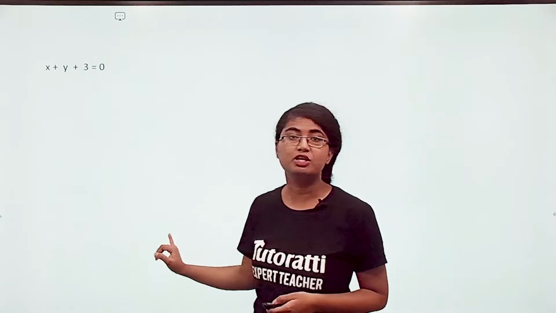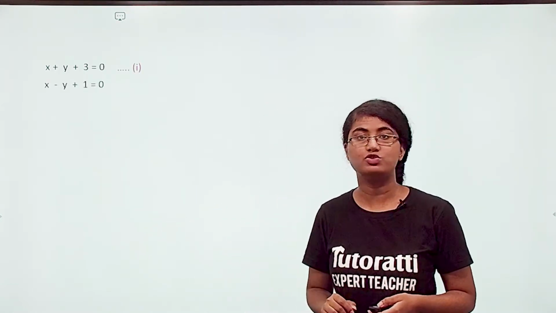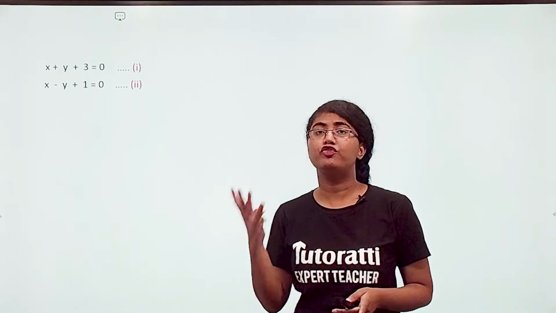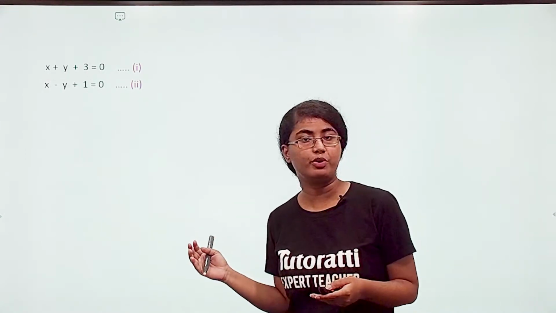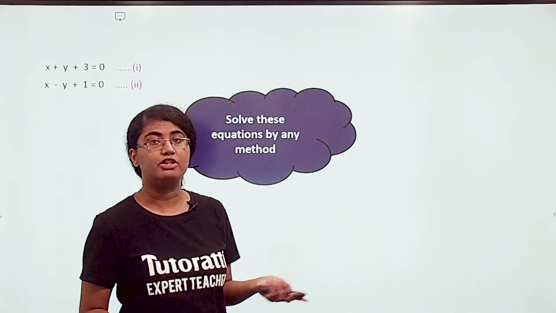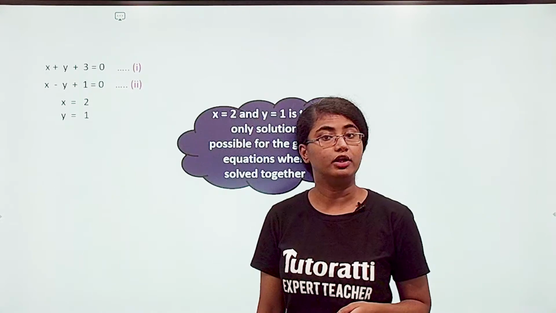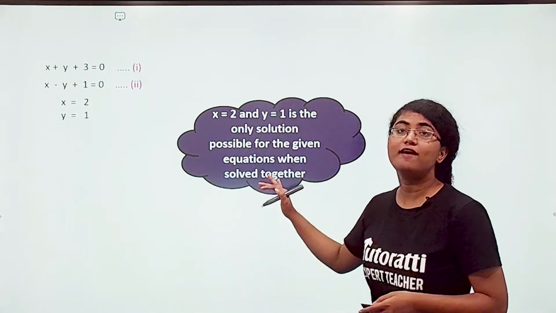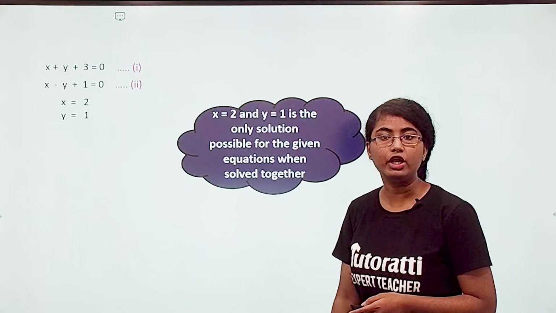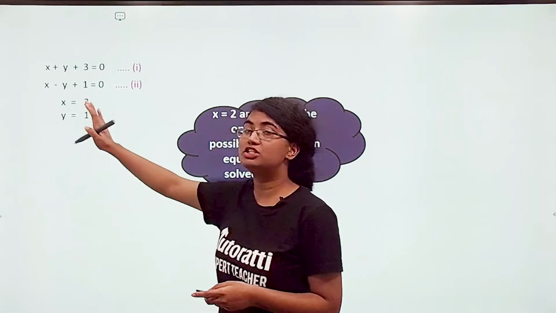If you take x plus y plus 3 equals 0 and the second equation being x minus y plus 1 equals 0, okay? Now you are well aware of four different methods of solving linear pair of equations. So you choose any method, solve these equations, and you'll get the value of x as 2 and y as 1. So x equals 2 and y equals 1 is the only solution possible for the given equations.